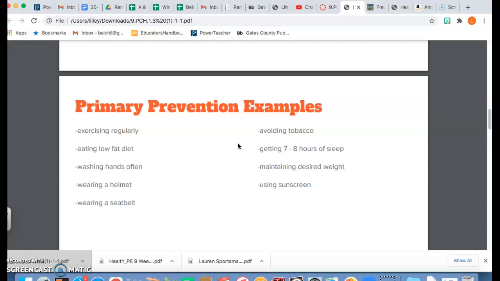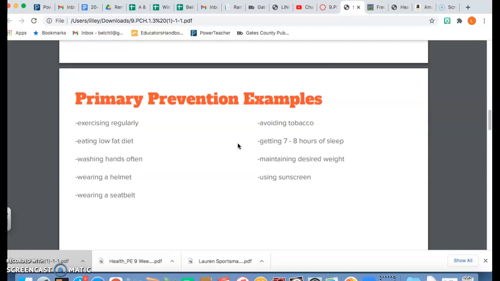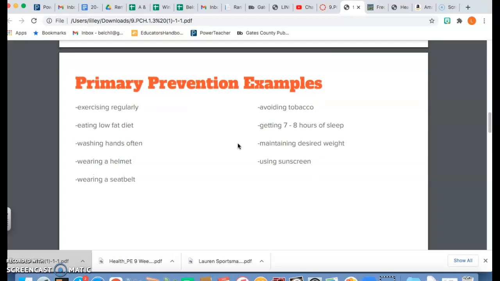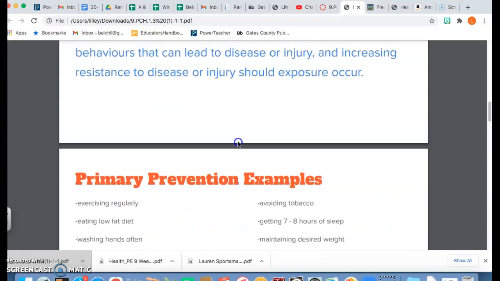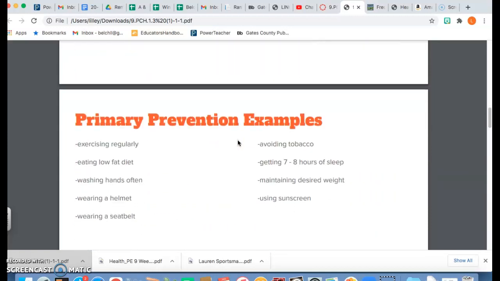Like right now, washing our hands, using hand sanitizer, wearing our mask would be a primary prevention of the coronavirus. Eating a low-fat diet, exercising regularly, getting proper amounts of sleep would help us not develop cardiovascular disease one day. Using sunscreen would prevent skin cancer. So that is the purpose of primary prevention of a disease, because you've got to do the things in your everyday life to help hopefully not have these things happen to you one day.